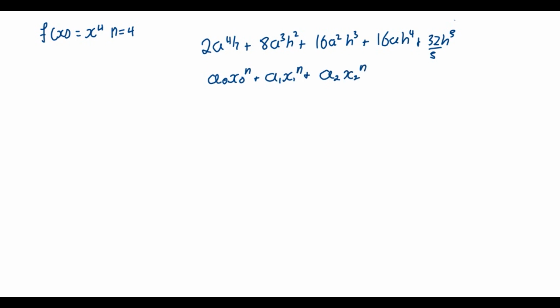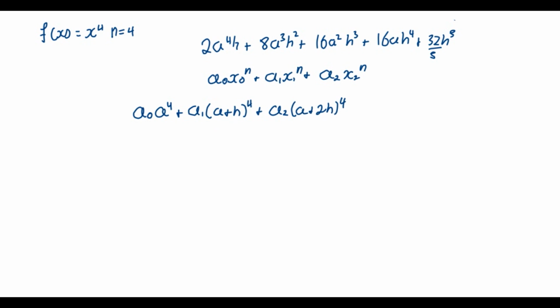In this case, our n is 4. So you're basically saying a naught by x naught to the power 4, but x naught is a, and you're raising to the power 4, so that's just going to be a to the power 4, plus a sub 1 by x sub 1, which is a plus h, raised to the power 4, plus a sub 2. What is your x sub 2? x sub 2 is a plus 2h, to the power 4. So once again, you're going to expand this part as well as that part.